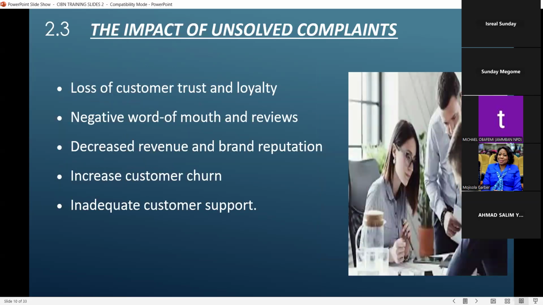The impact of unresolved complaint. Remember, we just finished common causes of complaint. So what's the impact when a customer brings a complaint and you don't resolve it? Of course, number one, you lose the customer's trust and loyalty. You lose his trust because in Nigerian local parlance, we call it falling of hand. I made a promise. I'm a loyal customer to you. I'm an advocate of your brand.